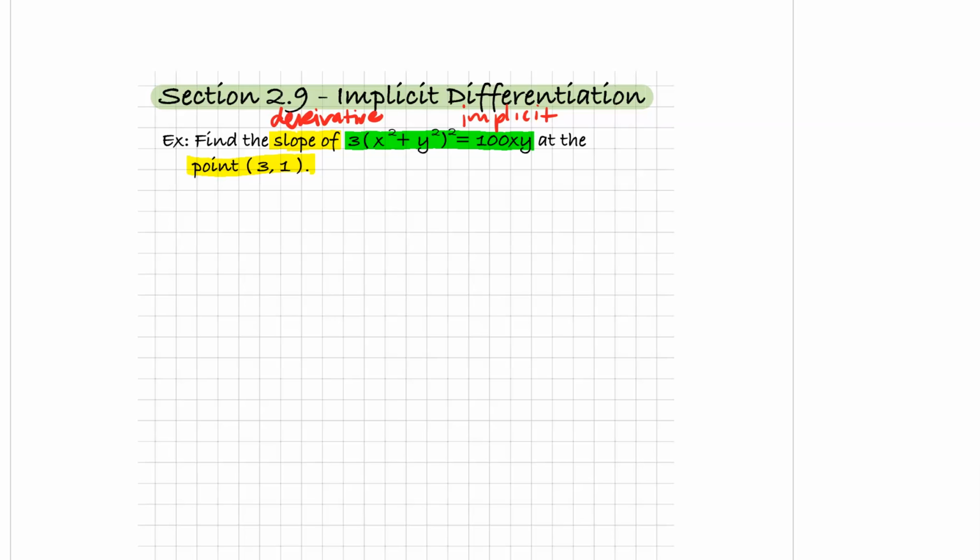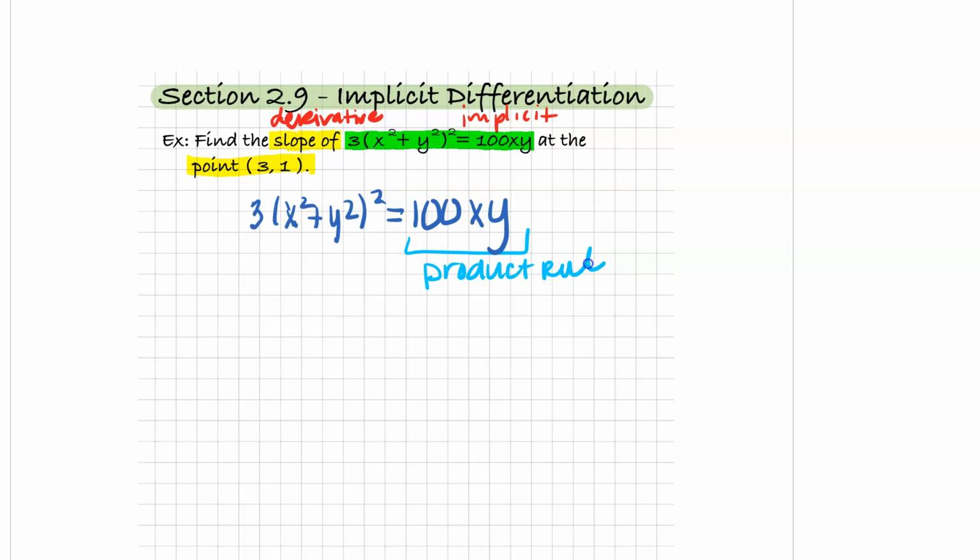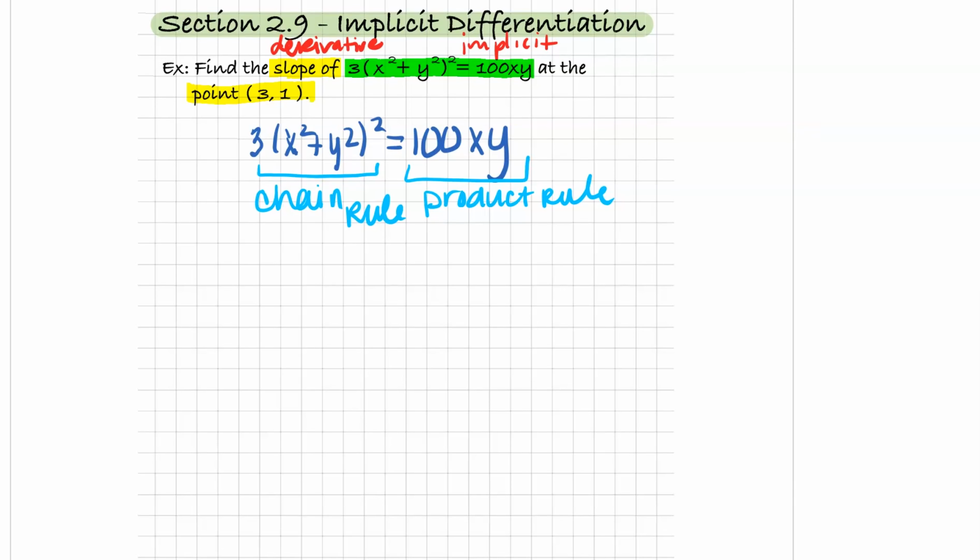So first, let's do derivative. And so this is going to be 3 times (x squared, just rewriting, plus y squared) squared equal to 100xy. Now let's make some notes here. Notice here, we're going to have to apply product rule. Note here, you're going to have to use your chain rule. So we got to pull out the big guns for all this. Keep remembering everything that we're doing. Whew, let's do this derivative.